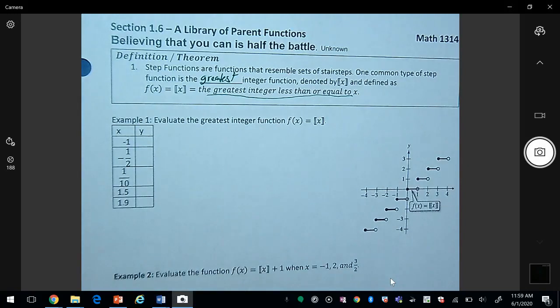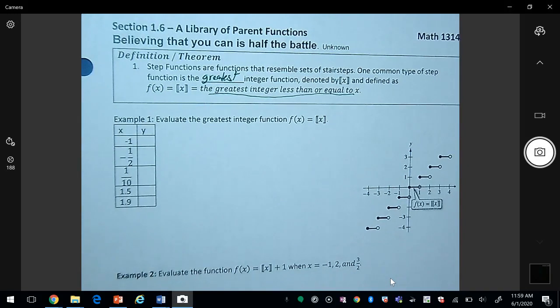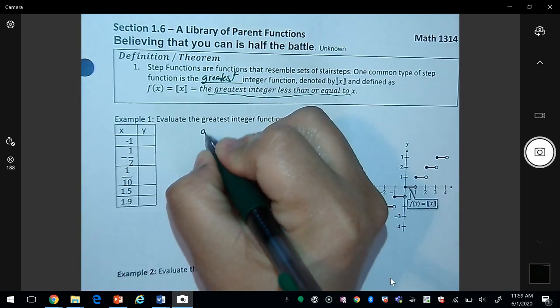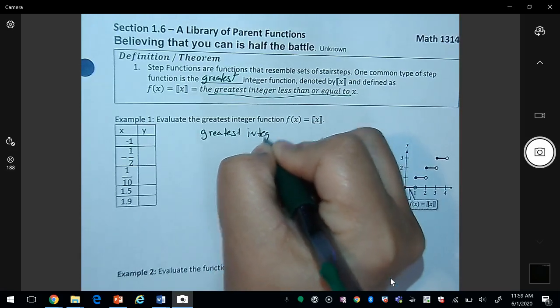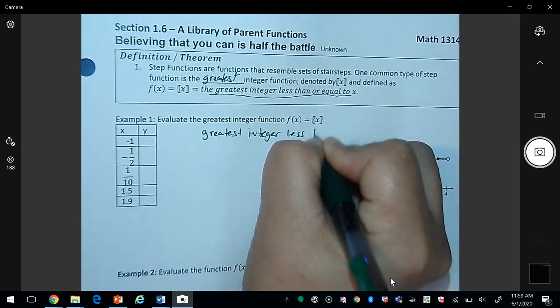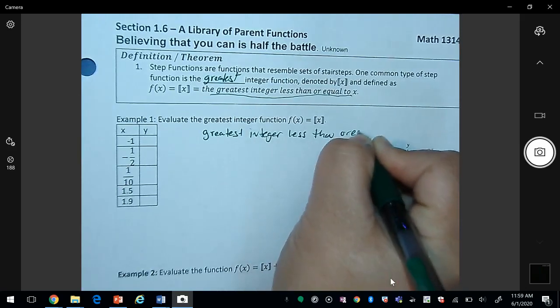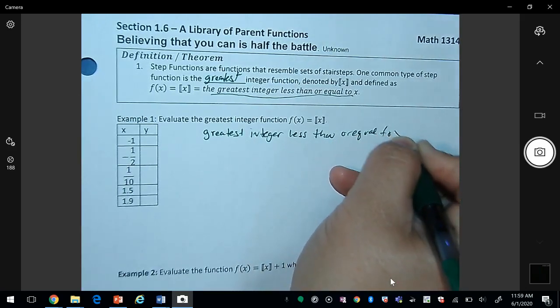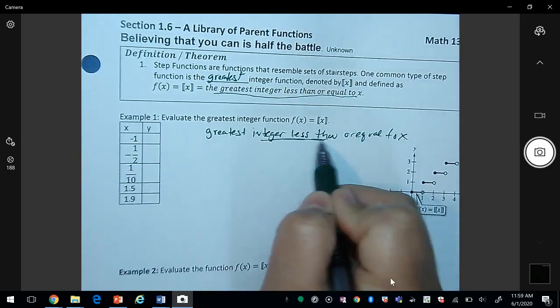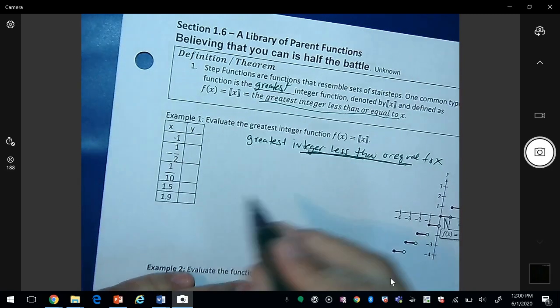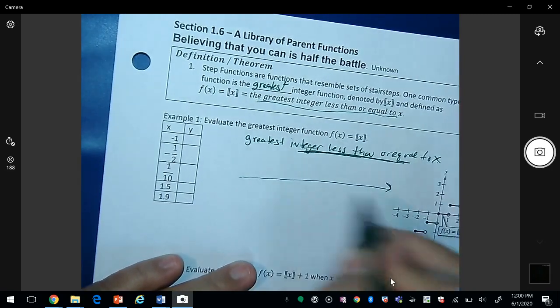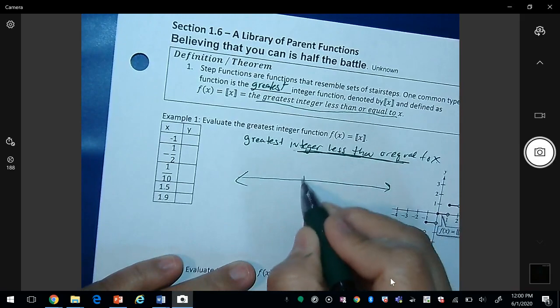So here, we want to evaluate the greatest integer. So the best thing to do here is remember what the definition is. Less than or equal to x. So I'm going to underline this part because this is going to be the most important part. And I'm also going to draw a number line to help us understand what this statement means.